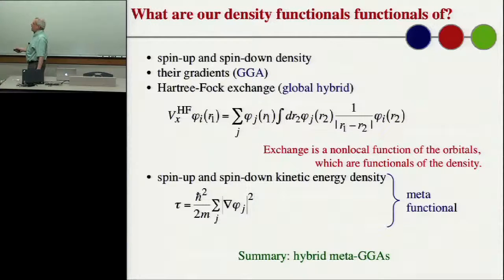So now I've explained that. We make our density functionals also be functionals of the spin up and spin down kinetic energy density. Here's the way you would compute the kinetic energy density of an electron in an orbital phi j. So this is another functional of the orbitals, and when a density functional depends on that quantity, it's called a meta-functional. So our functionals are going to be hybrid meta GGAs.